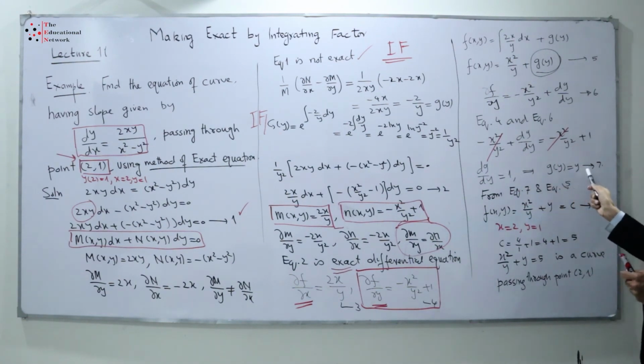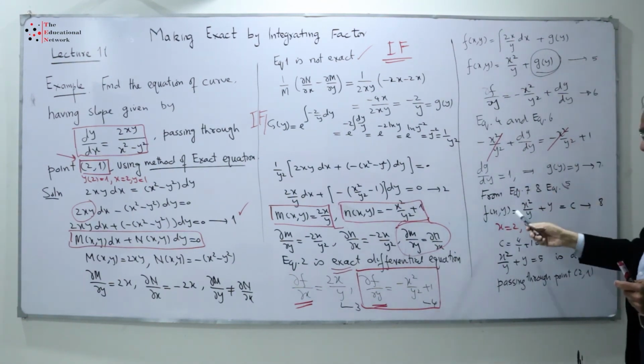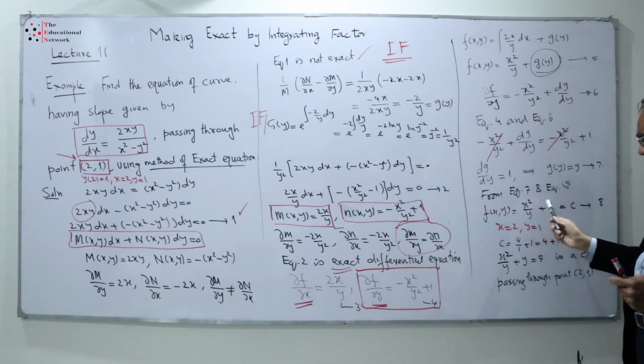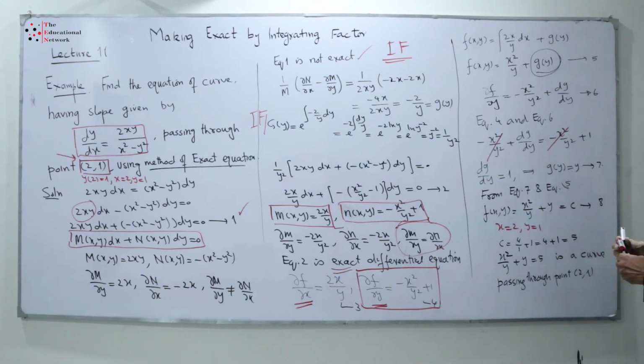Integrating with respect to y, we get g(y) equal to y. We put the value of g(y) here in number 5. So we get f(x,y) is equal to x square upon y plus y equal to c. This is my general solution.